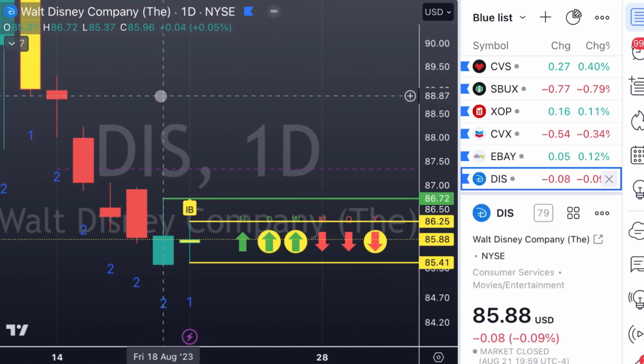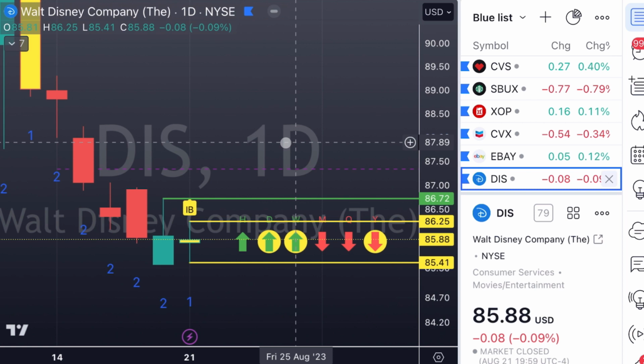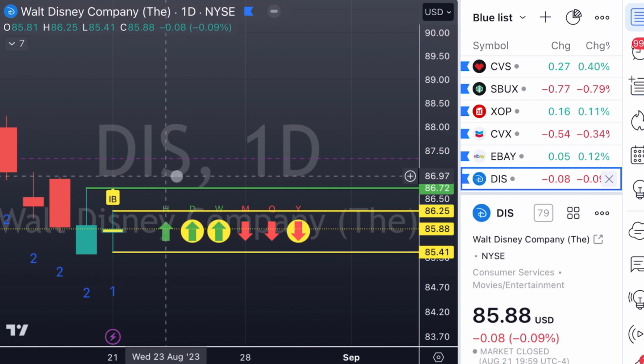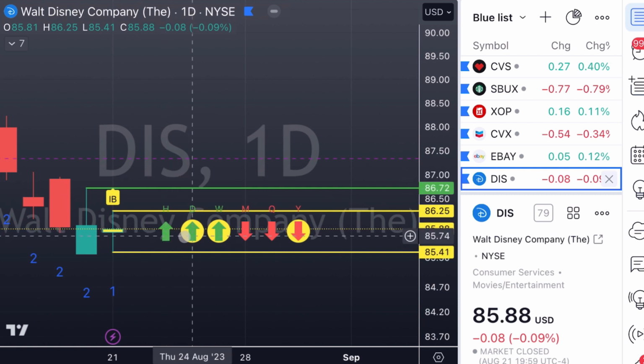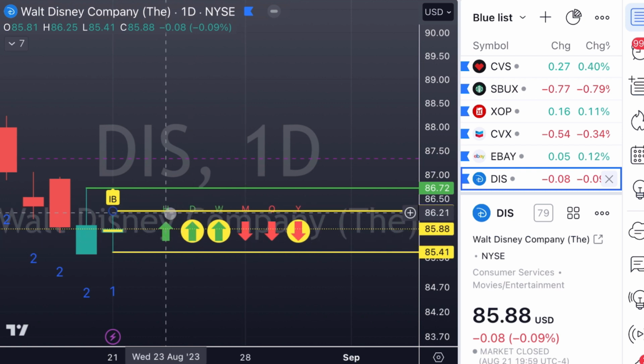So Disney also has that inside bar. We look for those calls at 86.25, puts at 85.41. Now, when I'm trading, guys, these are the only 2 that I'm looking for. So my bread and butter over the past year or so has become SPY, setting these triggers and targets like we're looking at here on the 15, and then managing on the 5.